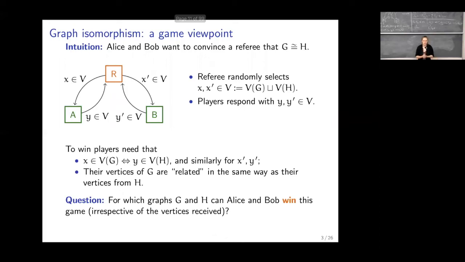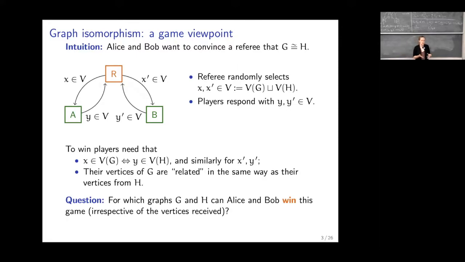Now the question we would like to understand is, for which pairs of graphs can Alice and Bob win this game, irrespective of which vertices the referee chose to send them? What do Alice and Bob know and what don't they know? Well, they know the two graphs G and H, and they know the rules of the game. They know what kinds of answers will make them win or lose. What they don't know is what the other one received.